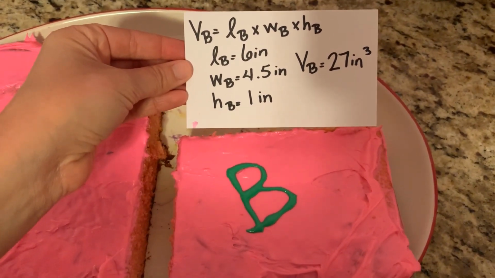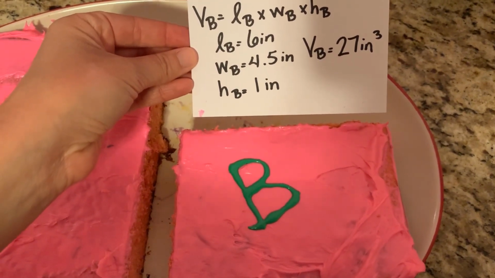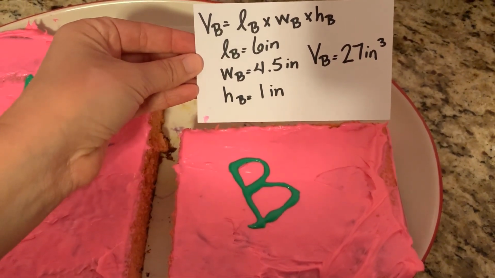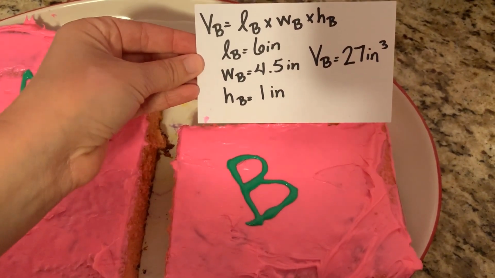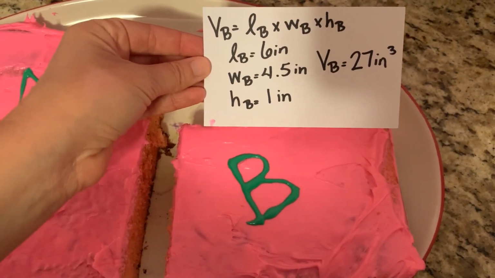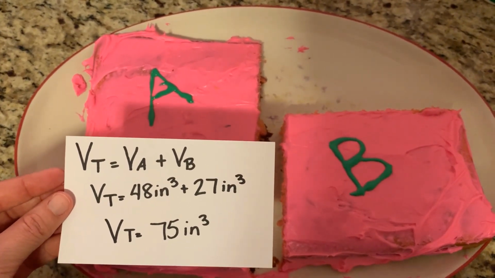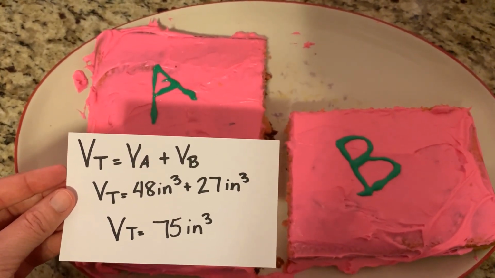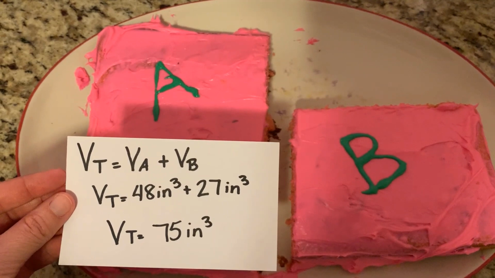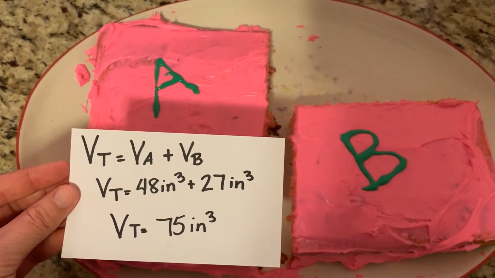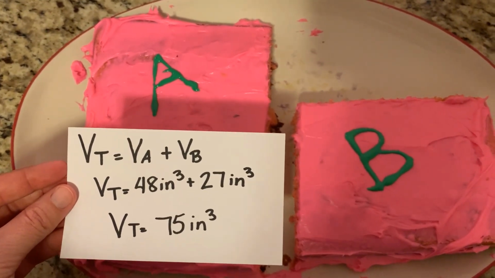When I took the measurements of prism B, I found the length of B was 6 inches, the width of B was 4 5/10 inches, and the height of B was 1 inch. When I multiplied my length times width times height, I found that the volume of B was 27 inches cubed. To find my total volume of the entire L-shaped cake, I then have to take my volume of prism A and add it to my volume of prism B. This will give me my total volume. So when I added 48 inches cubed plus 27 inches cubed, the total volume of my cake is 75 inches cubed.